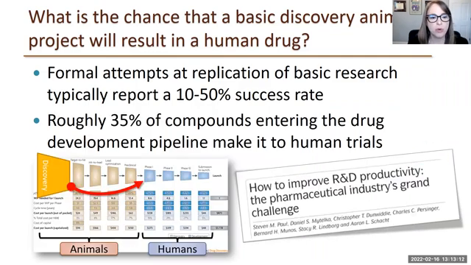But when we're thinking a little bit more in terms of translation, so if we're thinking about the drug pipeline, we've got the discovery phase into the preclinical phase and then into human trials. And roughly, when we look at just the success rate of compounds in that preclinical phase, roughly 35% make it to human trials. So it's not fantastic, but it is what it is.